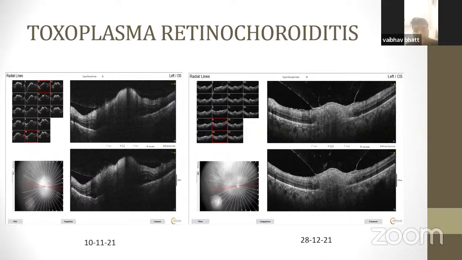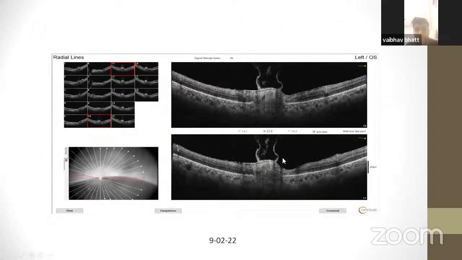The patient presented to us of late. Here you can see the choroidal layer and the hyperreflectivity has gone down. The lesion has come down with treatment.